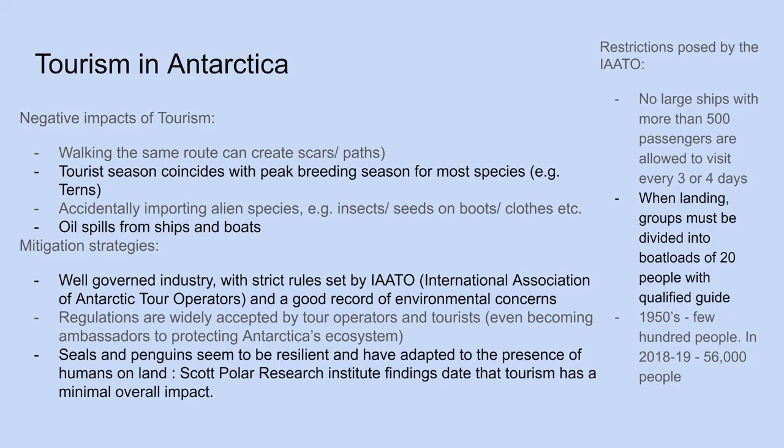In the 1950s, this is sort of a perspective, I don't really know why it's under this bracket, but in the 1950s there were maybe a few hundred people going to Antarctica, and in 2018-19 there were around 56,000 people, which just shows that the market, you could say, for tourism in Antarctica is rising and becoming a larger issue due to more people meaning more exacerbated negative impacts from tourism.